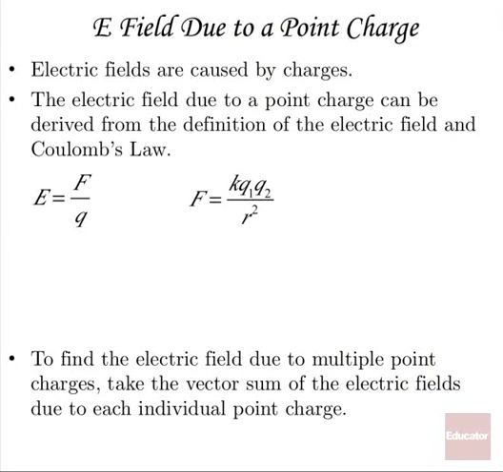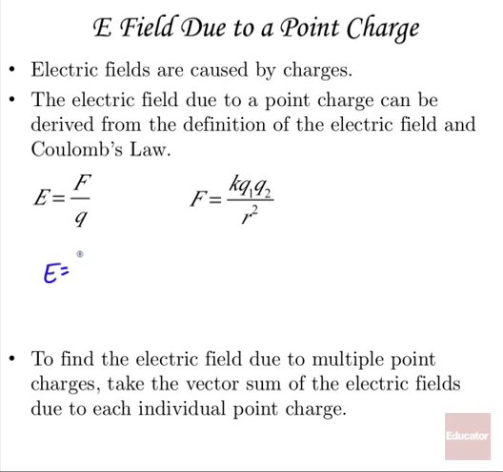Let's talk about calculating the electric field due to a point charge. Electric fields are caused by charges. The electric field due to a point charge can be derived from what we know about the electric field and Coulomb's law. We already know the electric field strength is the force divided by the charge, and Coulomb's law says that the electric force on two charged objects is this constant K times the product of the charges divided by the square of the distance between them. We can put those together to find a formula for the electric field due to a point charge.